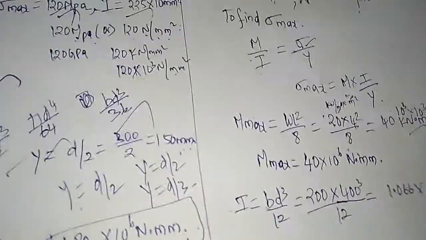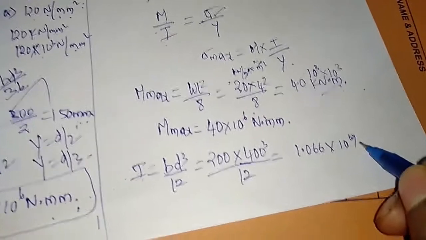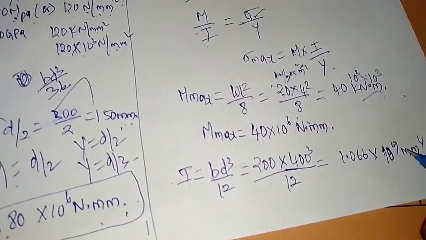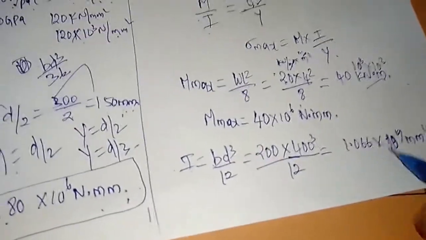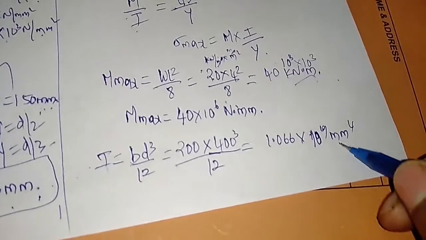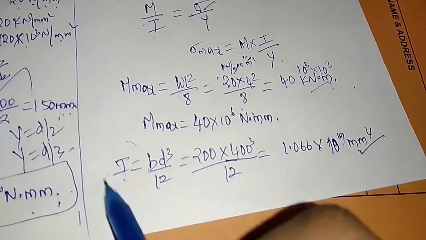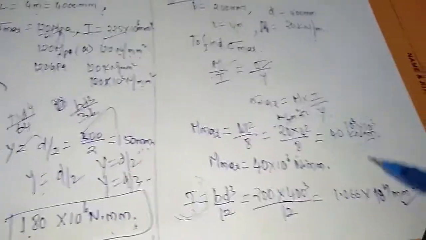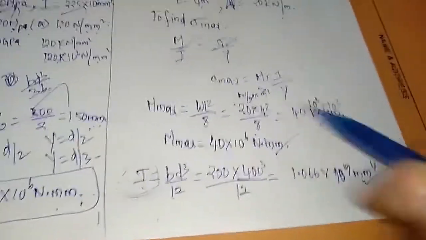Okay, your answer is 1.066 into 10 to the power of 9 millimeter to the 4. See, it is millimeter to the 4 for I. Unit is millimeter to the 4. Okay, so you have found the I value. Next, what you have to find? So M value you have found, you got M value, you got I value.